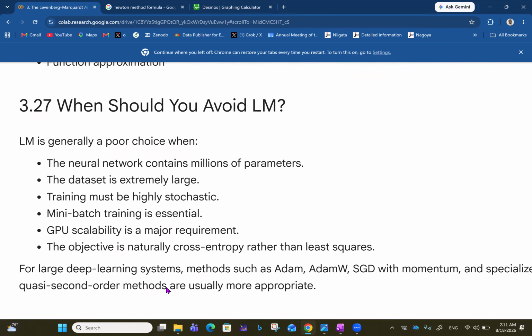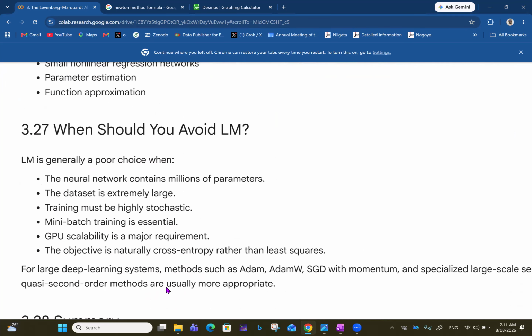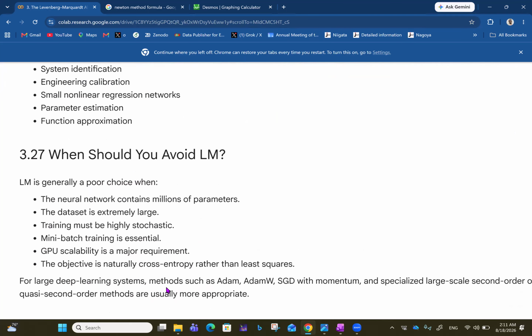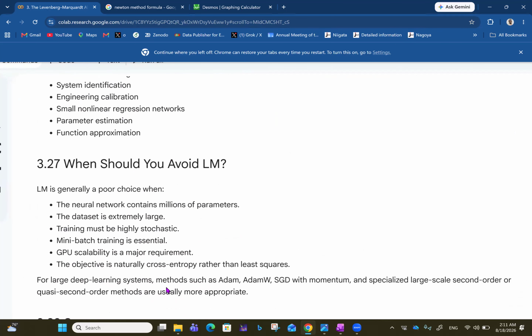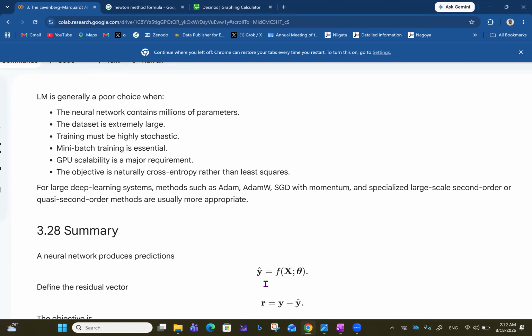Then when should you avoid the Levenberg-Marquardt algorithm? LM is generally a poor choice when the neural network contains millions of parameters. The dataset is extremely large. Training must be highly stochastic. Mini batch training is essential. GPU scalability is a major requirement. The objective is naturally cross-entropy rather than least squares. For large deep learning systems, methods such as AdamW, SGD with momentum, and specialized large-scale second order or quasi second order methods are usually more appropriate.